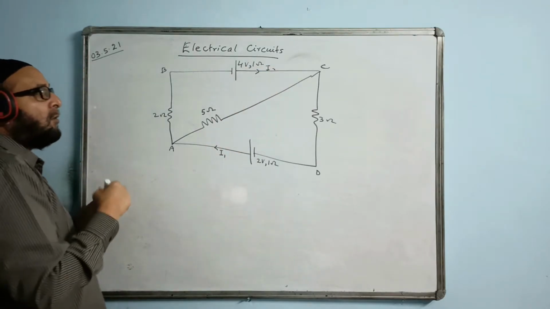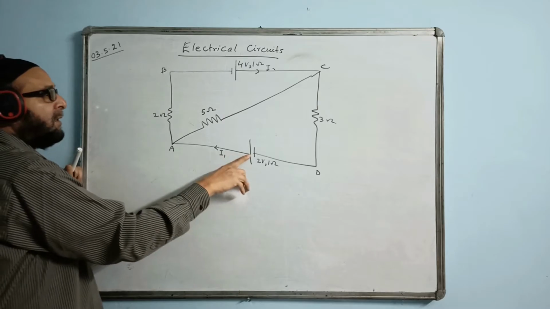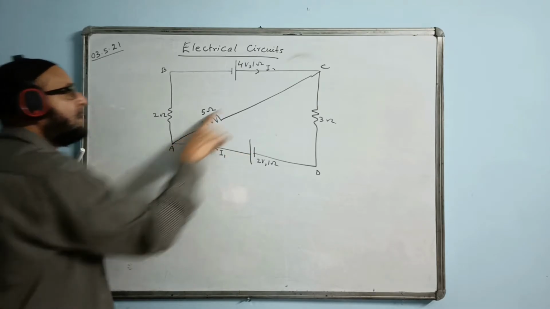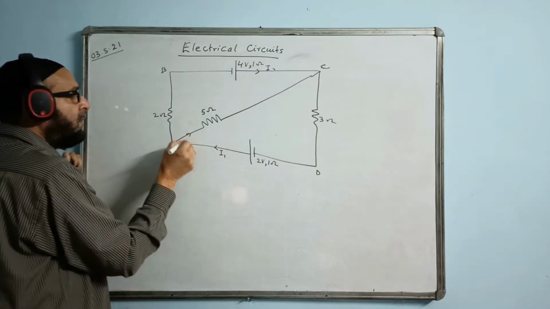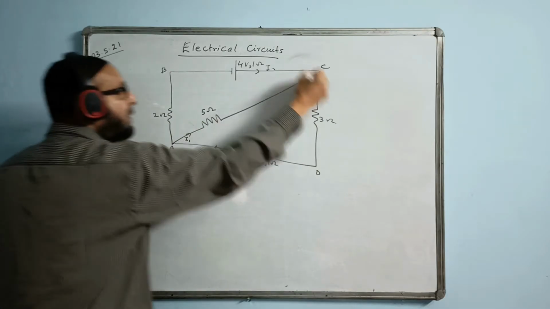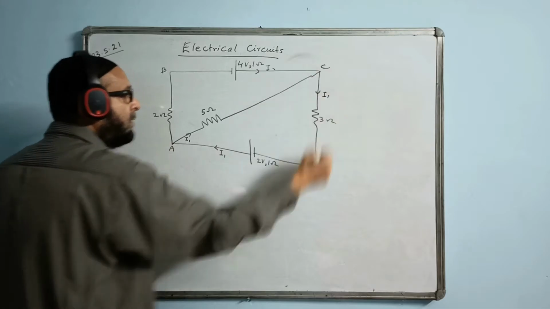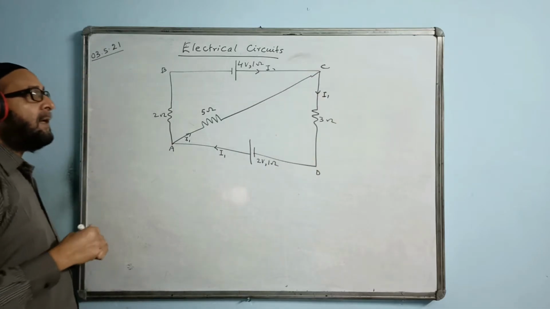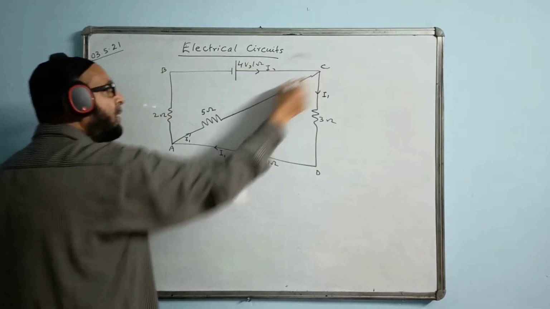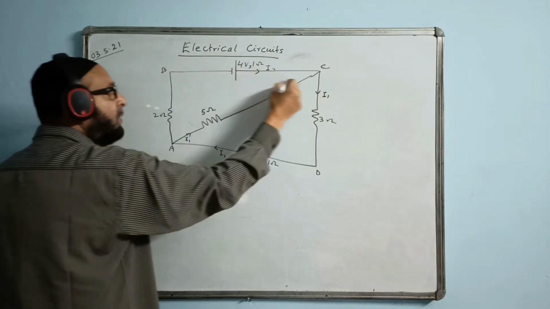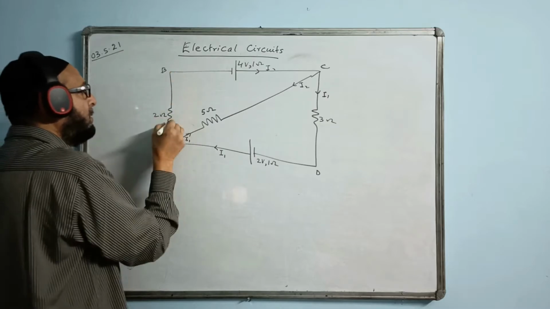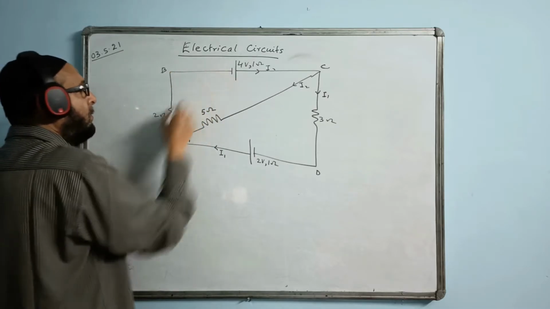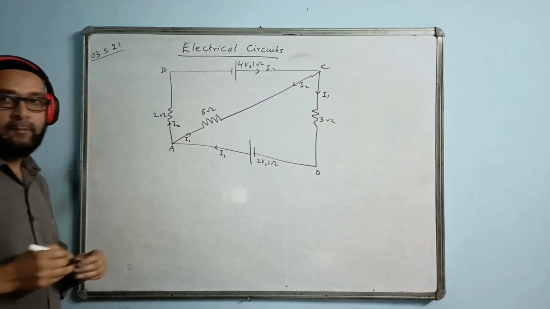Now I will see how these currents are running in the circuit. This current will be running in this manner, like this, like this. I1 current is going this way in the circuit. And I2 current, how is it running in the circuit, is going this way, from positive to negative. So I2 current is coming in this manner, back to the source.